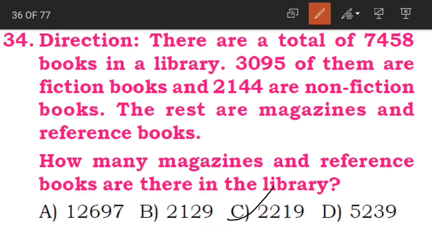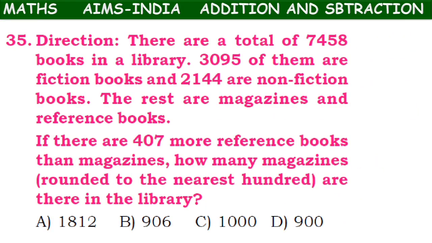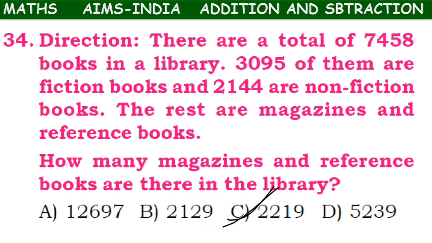What was our correct answer? Option C, 2219. Moving on to question number 35. See, again a similar question. Now the same thing is given, the total books, fiction books and non-fiction books. The rest are magazines and references. And from that, there are 407 more reference books than magazines. How many magazines, rounded off to the nearest 100, are there in the library?